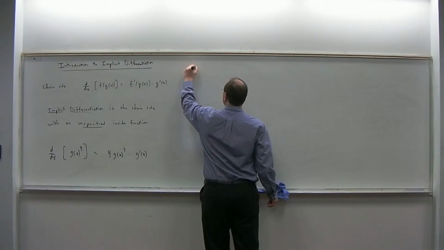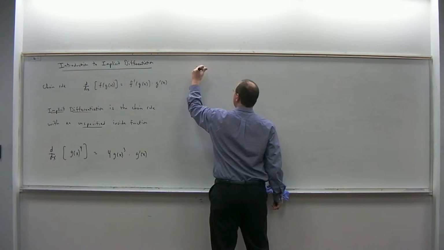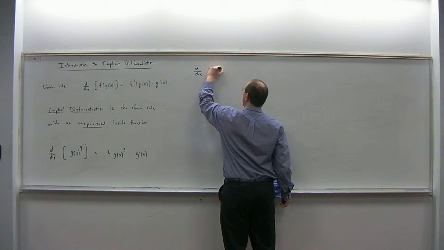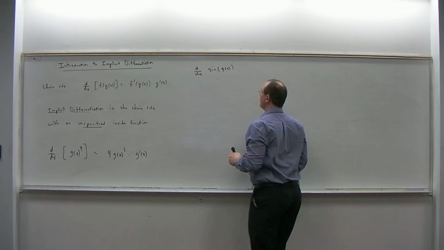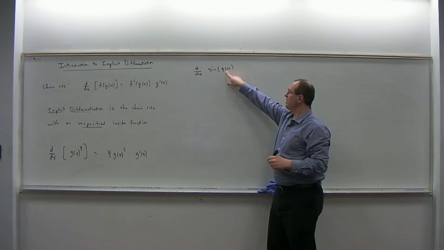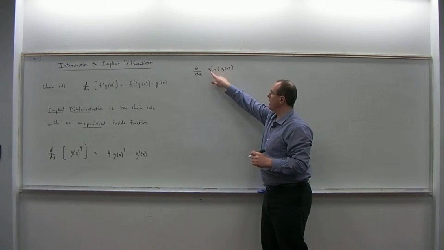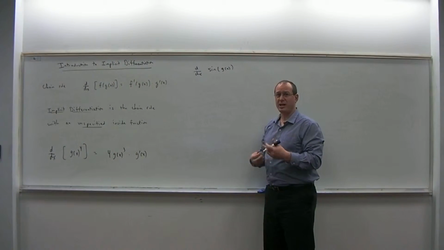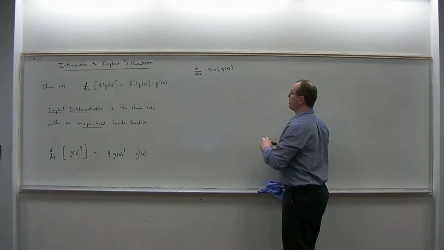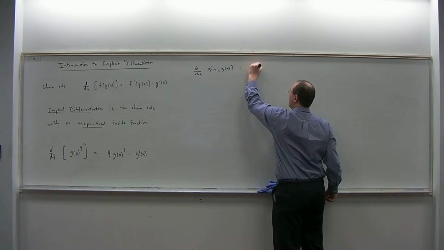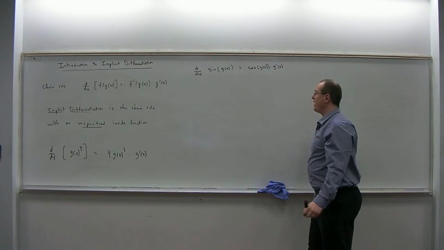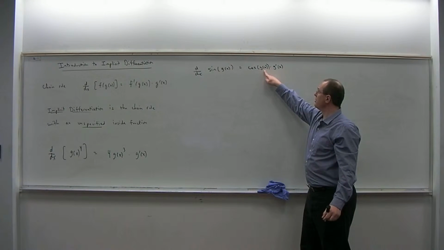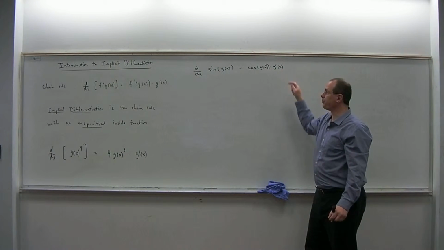As another example of this, suppose we had the derivative of the sine of g of x. So in this case, g of x is an unspecified function, and the outside function is the sine function. That would be f in the chain rule. And so the derivative would be the cosine of g of x times g prime of x. F prime of g of x times g prime of x.